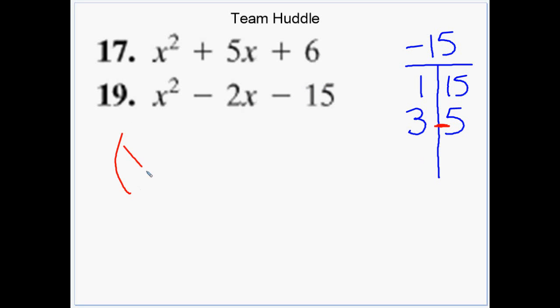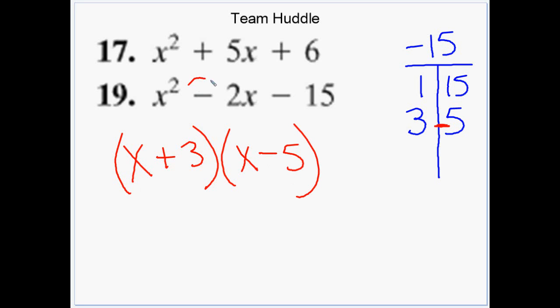So there the work is over. My factors are x plus 3 and x minus 5. And since this sign is negative, the bigger of these numbers will get that negative sign to pull the whole thing to the negative side.